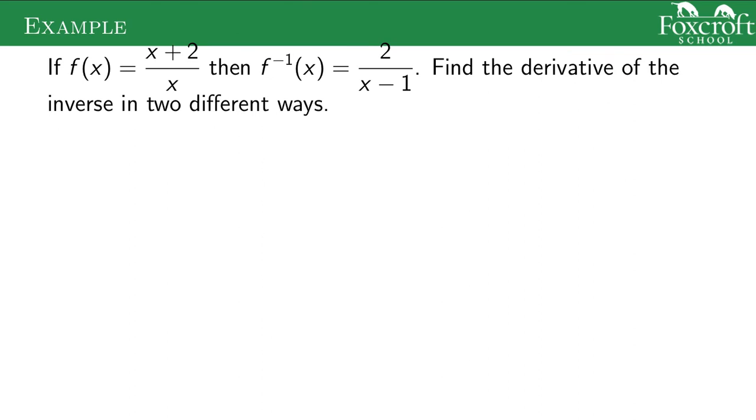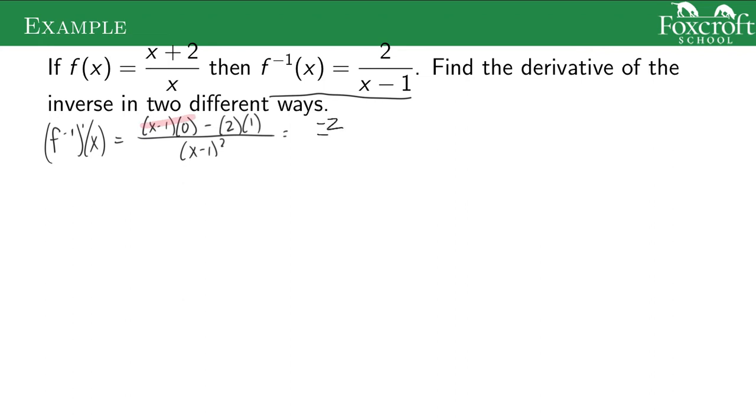All right, so let's do an example. We're going to find the derivative of this inverse in 2 separate ways. So first, let's do the way that we learned before. The derivative of this inverse function, so this function here. We could do it 2 different ways, but I'll do it using the quotient rule. We do low d high, minus high d low, all over the bottom squared. This part's going to cancel out, so we're just going to get -2 over (x minus 1) squared.